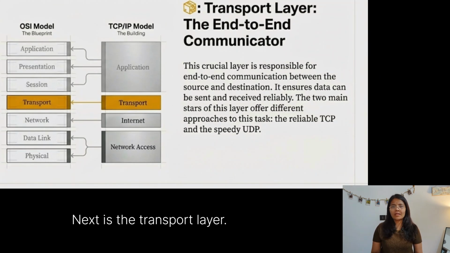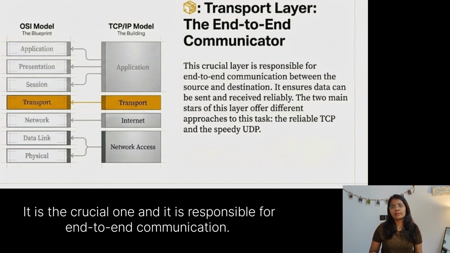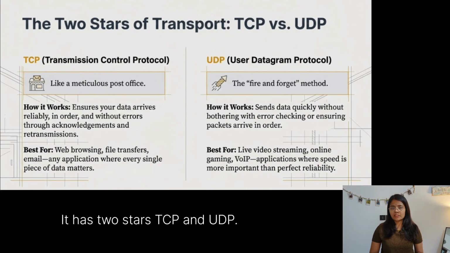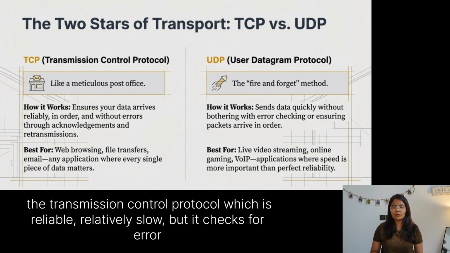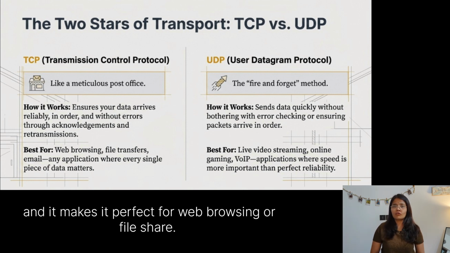Next is the transport layer. It is the crucial one and it is responsible for end-to-end communication. It has two stars, TCP and UDP. We have discussed these protocols in the last video as well, but to recap, Transmission Control Protocol is reliable, relatively slow, but it checks for errors, which makes it perfect for web browsing or file transfer.